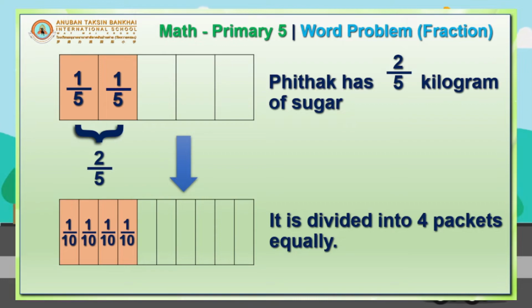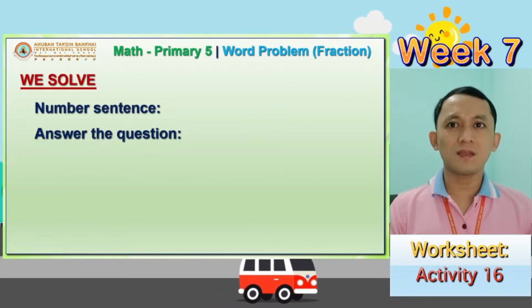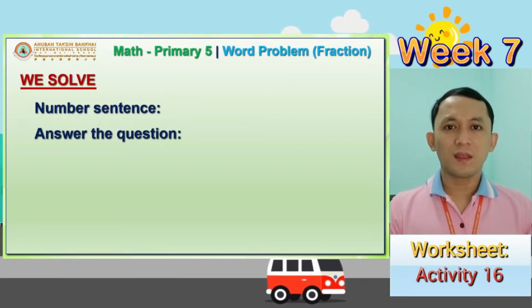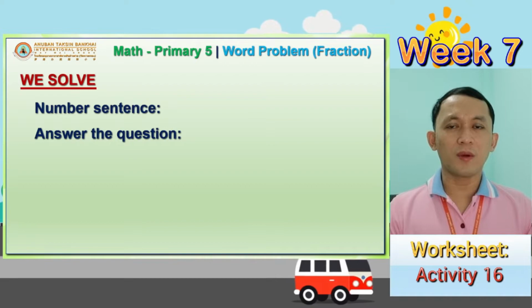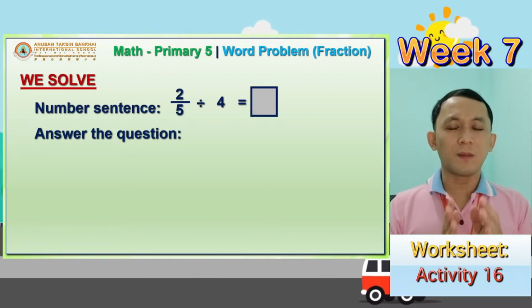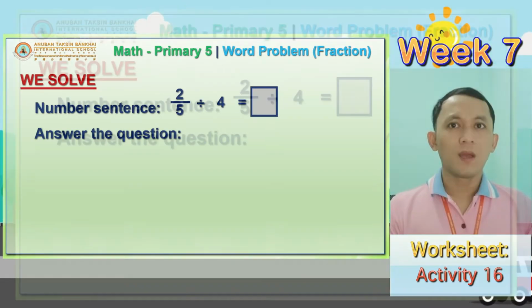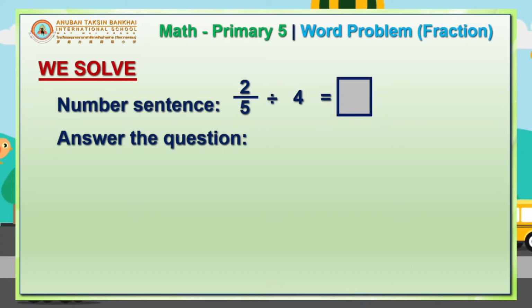Okay, so this representation, we are going to use this for us to answer our problem. Now let's go to the stage 3, which is we solve. Now we are going to write the number sentence and we are going to answer the question. So of course our number sentence would be 2 over 5, that is the fraction of kilograms, divided by 4. So we have 4 packets, so we are going to divide it by 4. 2 over 5 divided by 4 is equal to blank.